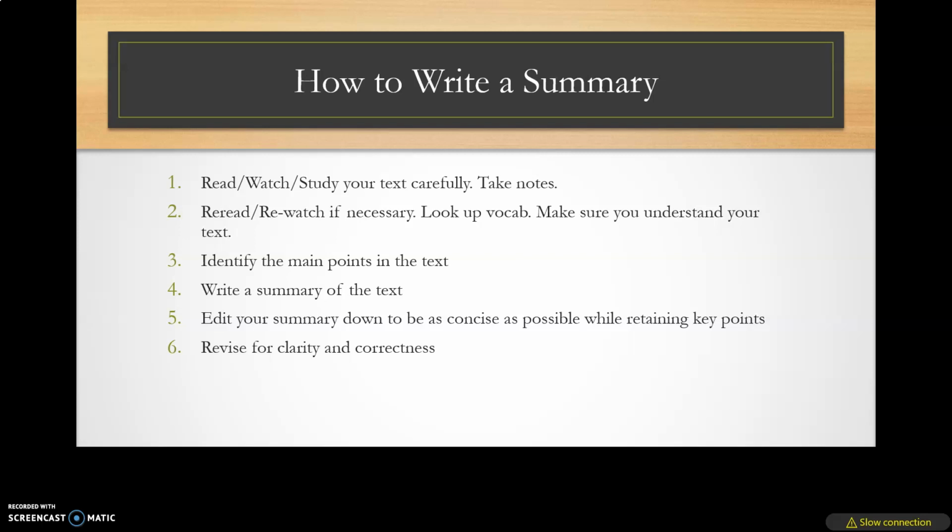Third, identify the main points in the text. Look at your notes. What stands out to you as the main ideas? Now you're ready to write a summary. Now your first version of the summary is probably going to be a bit too long and a bit too detailed. That's why you need step 5. Edit your summary down to be concise after you've written a rough draft of it. And then lastly, take the time to revise for clarity and correctness. And now you're all ready to go.